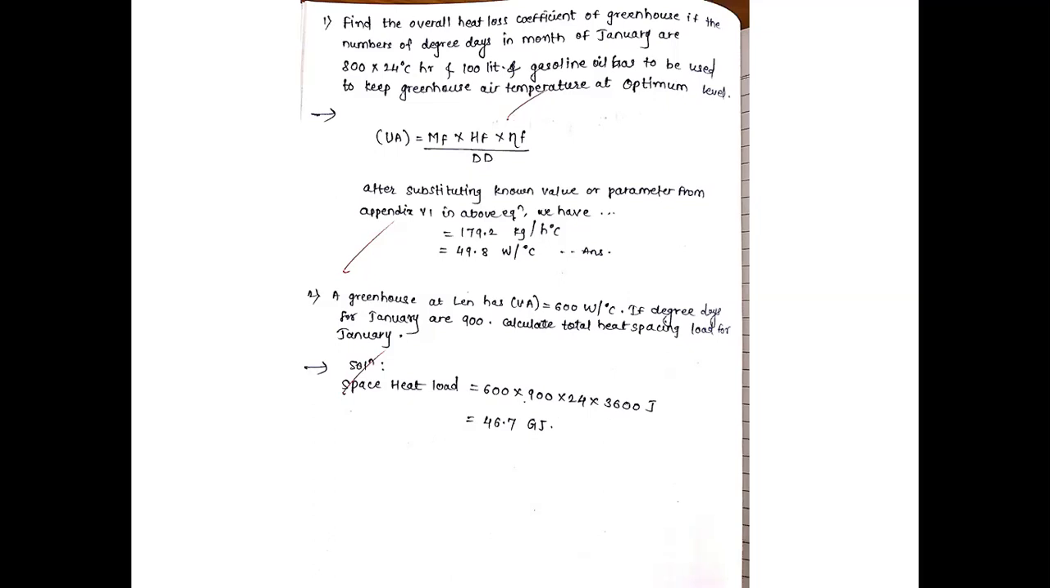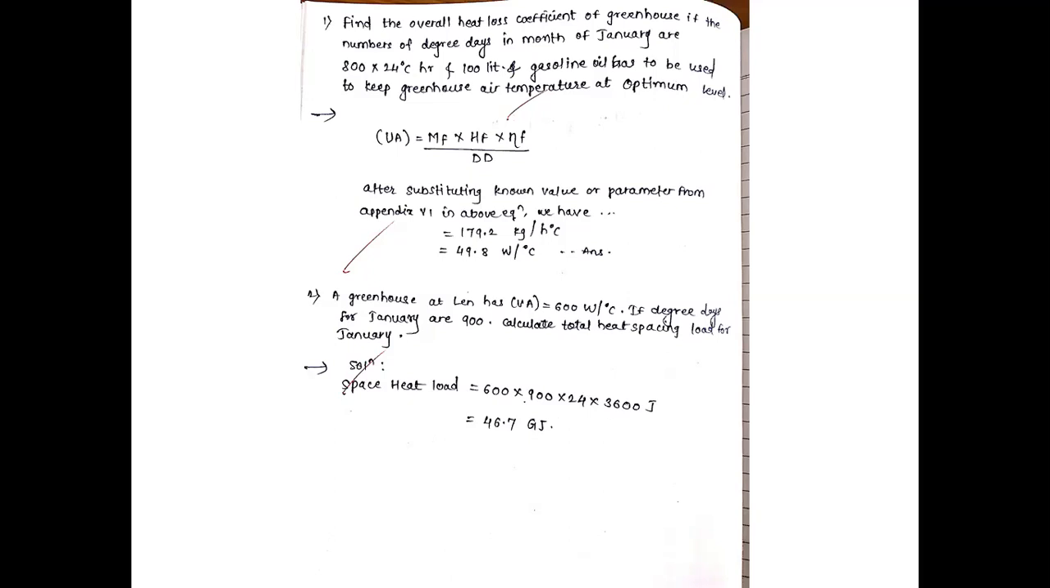So these are the values. We substitute 800 into 24 degrees Celsius in DD, and then HF, MF, and eta F from appendix 4 in the chapter.